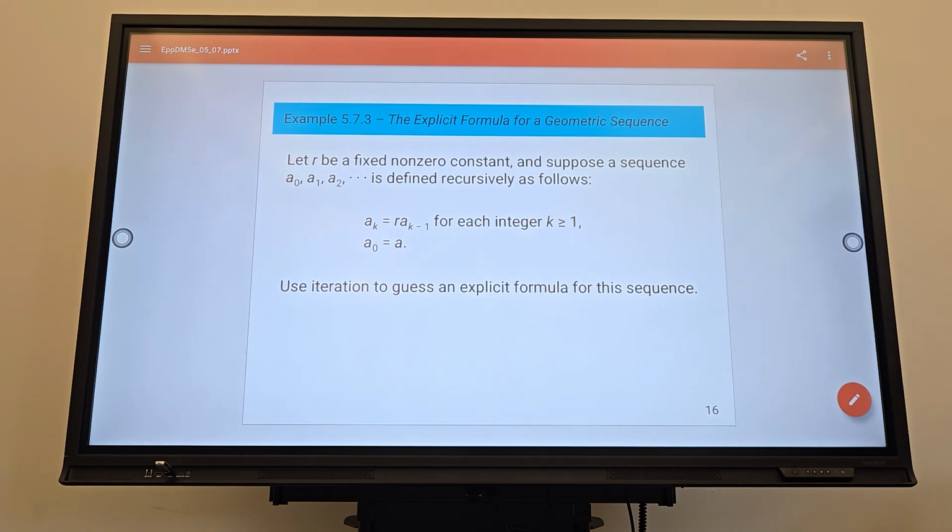Now, the explicit formula for a geometric sequence. Let R be a fixed non-zero constant, and suppose a sequence A sub 0, 1, 2, and 3, etc. is defined recursively as follows. A sub k equals R times A sub k minus 1 for each integer greater than or equal to 1, and A sub 0 equals A. Use iteration to guess an explicit formula for the sequence.